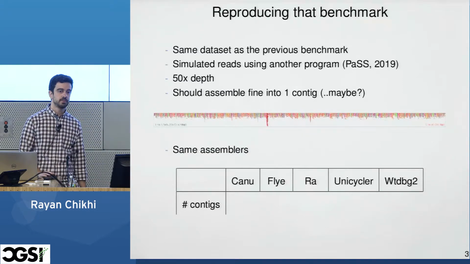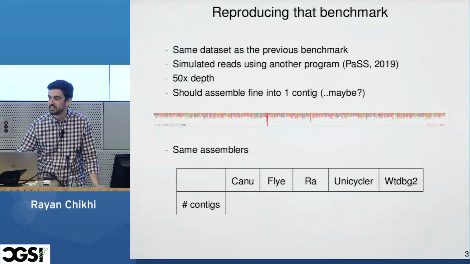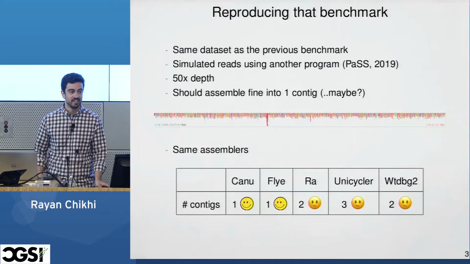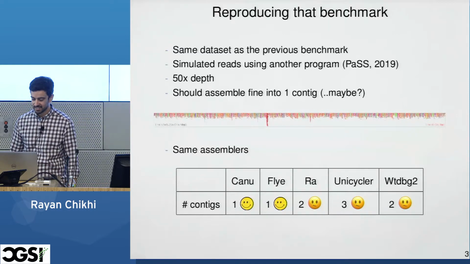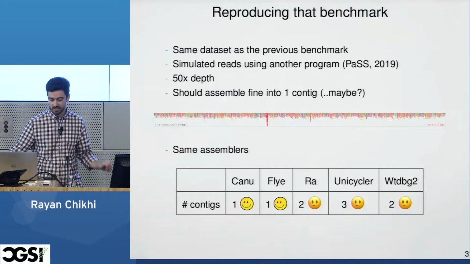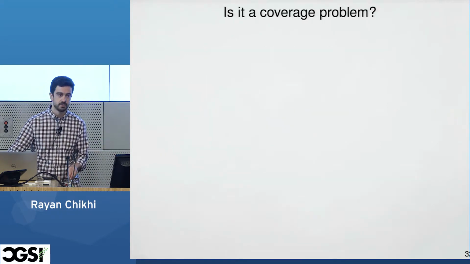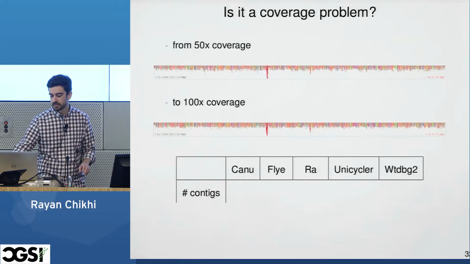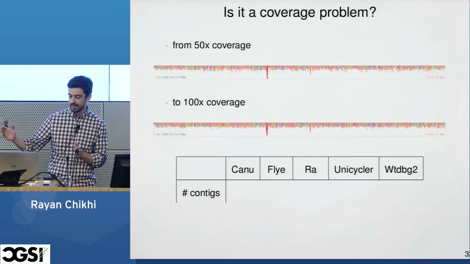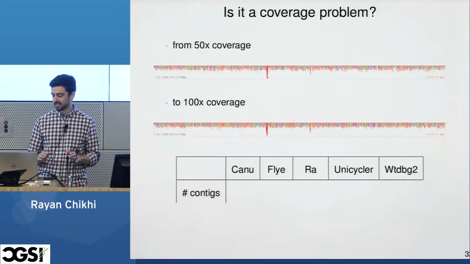I took the same assemblers as Rayan. And can you guess what the results are going to be? Drum roll, please. It's not always perfect, surprisingly, even at a coverage which supposedly assembles well. So after that, I was asking myself, is this a coverage problem? So then I upped the coverage even more, to the very high end, 100x, where there should be no problems.